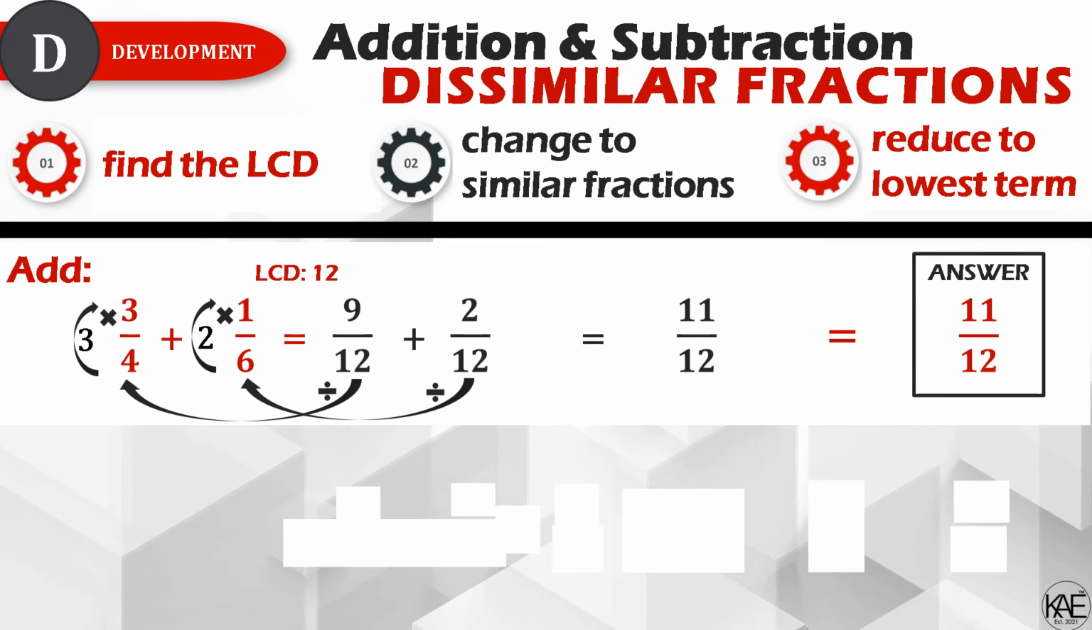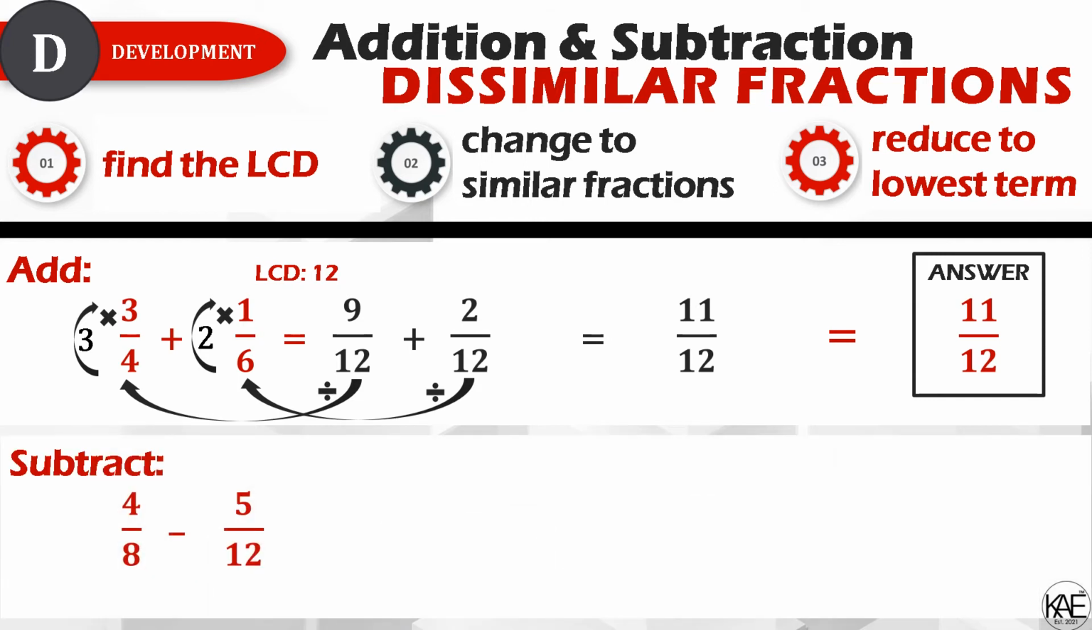Next example, let us try to subtract these fractions: 4/8 minus 5/12. First, identify the LCD, which is 24. Then it becomes our new denominator.